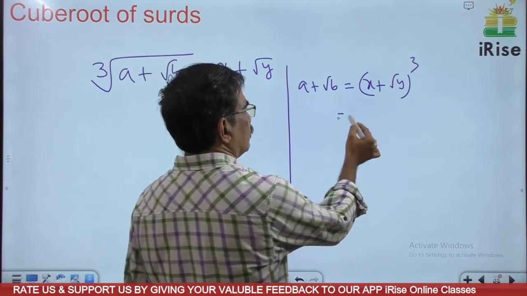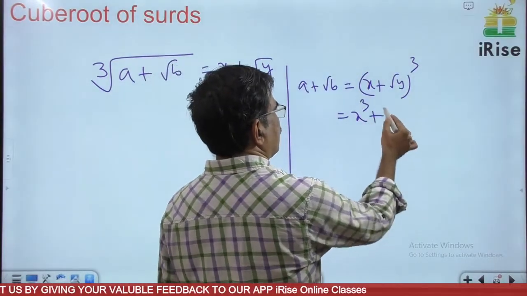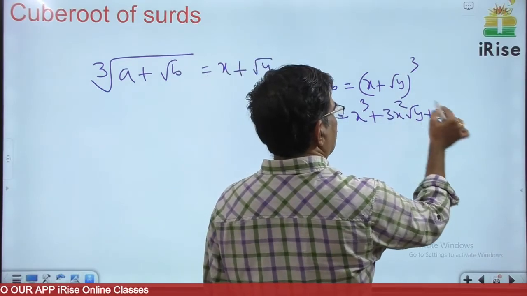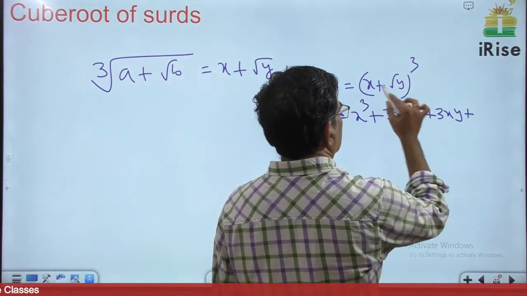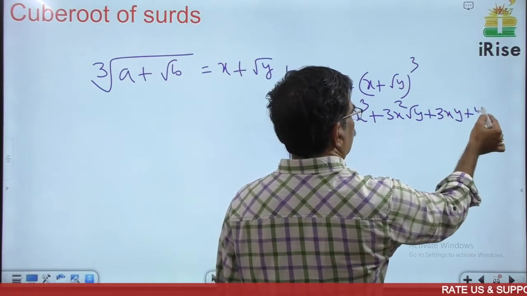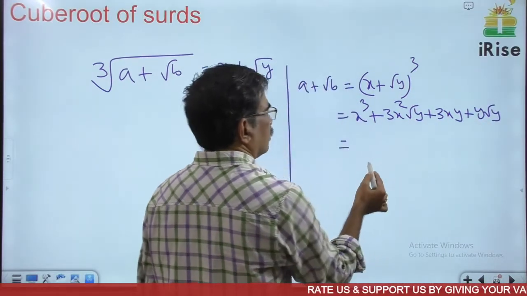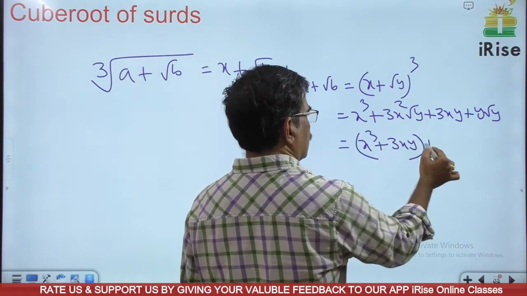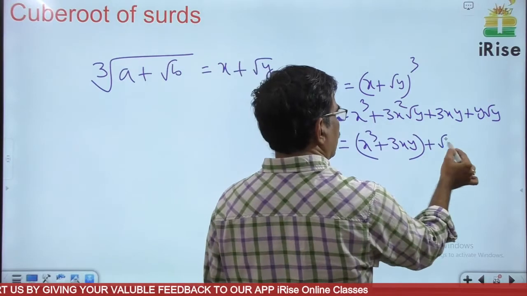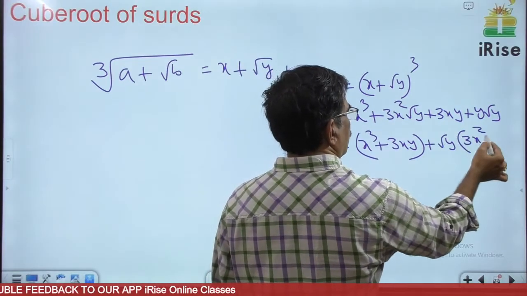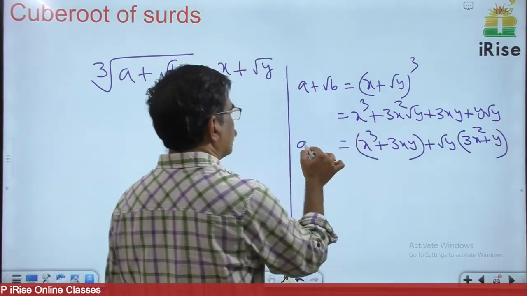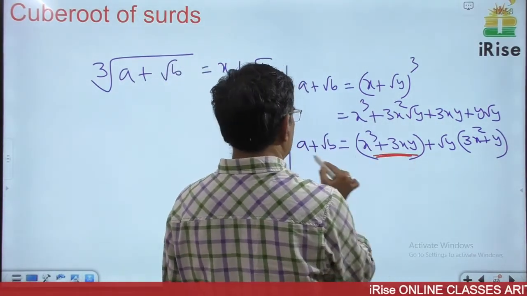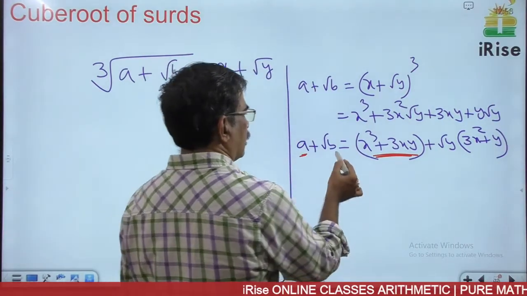This is equal to x cube plus 3x square root y plus 3xy plus y cube, which is y root y. Here, x cube plus 3xy in one bracket, because this is the rational part. By taking root y common, we get 3x square plus y. This is the irrational part. So you have to compare this with this and this with this.